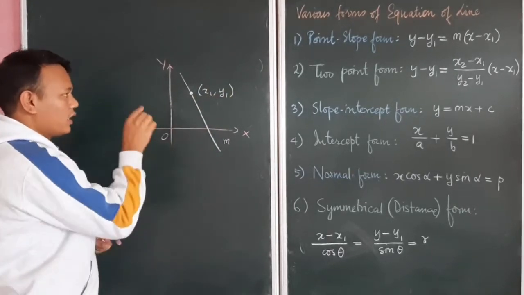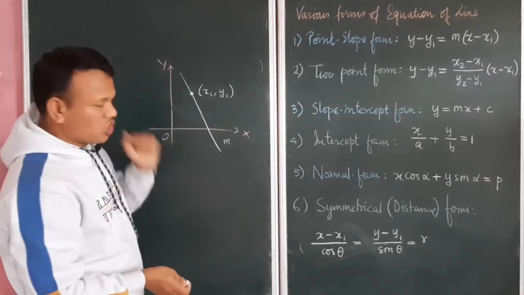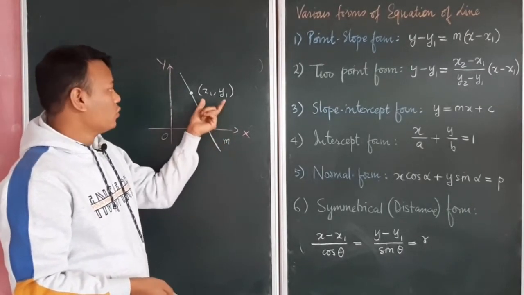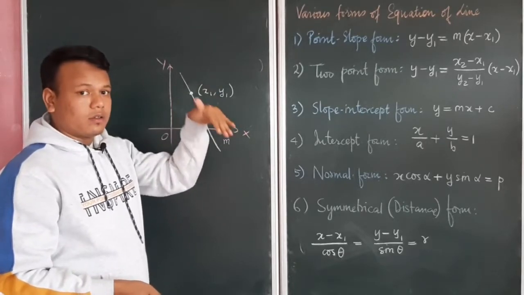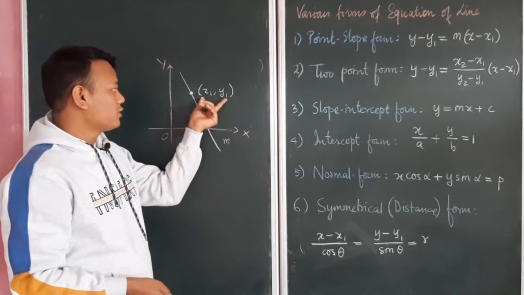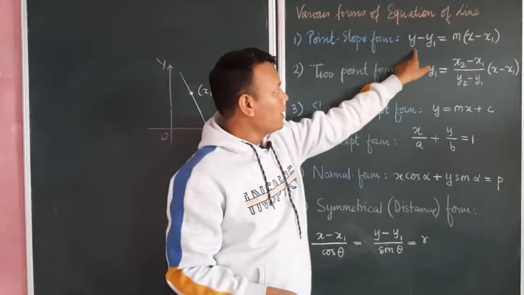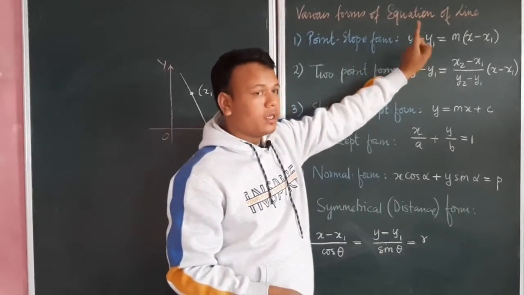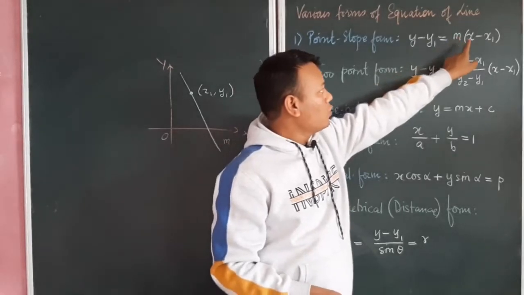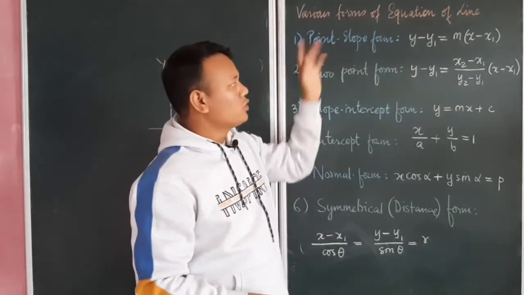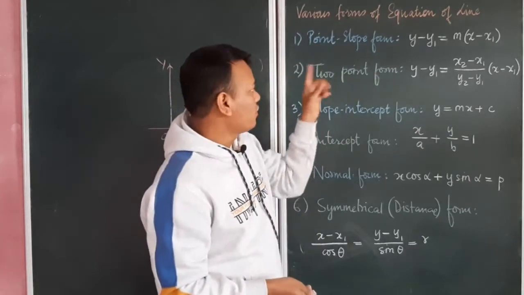Now the equation of such a line, whose slope is known and the point through which the line passes is known, is given as y minus y1 equals m into x minus x1. So this is the equation in point slope form. So this is our first form.